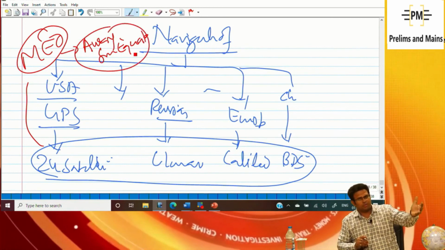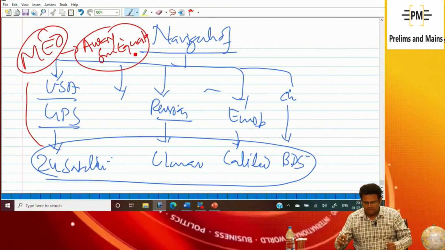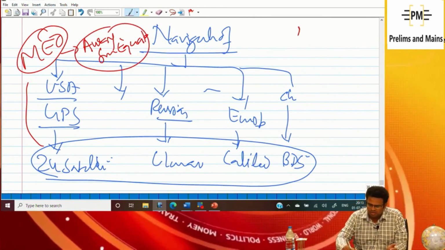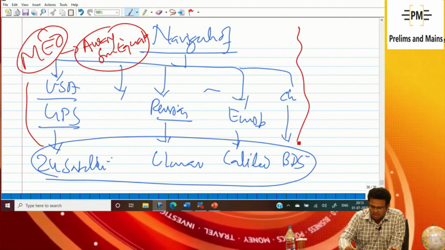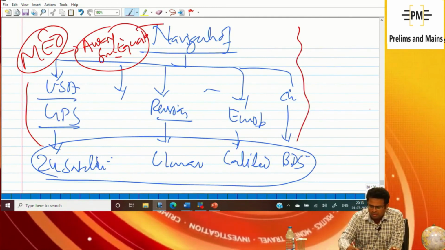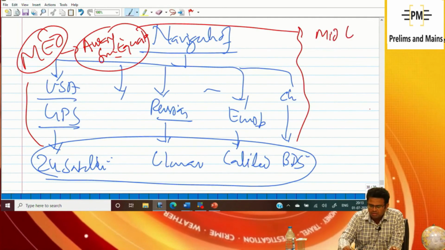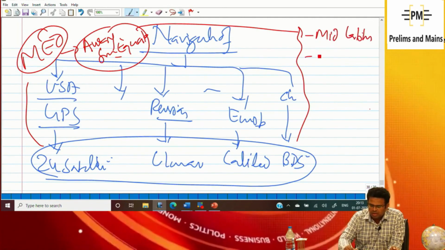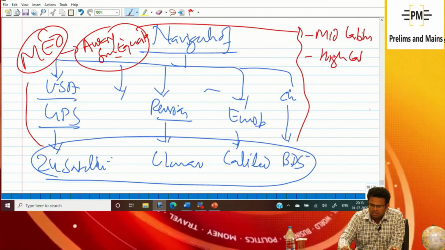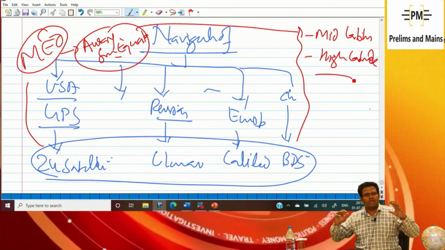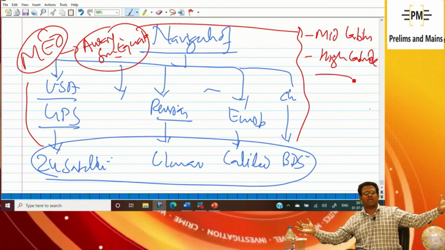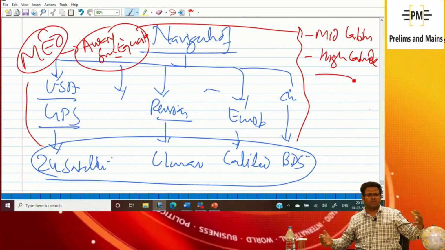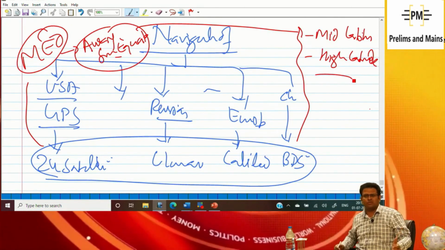Therefore GEO cannot work better, and these navigational satellites are away from the equator, which means they are in the mid latitude and slightly high latitude. So therefore they said, no, I will put so many satellites in the mid latitude to cover this. They have to put lots of satellites to cover.